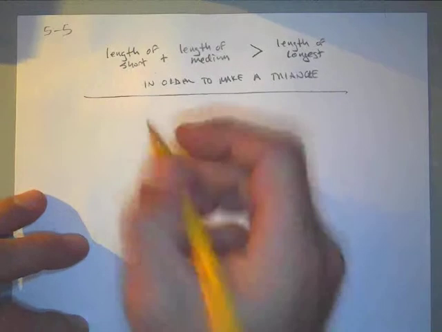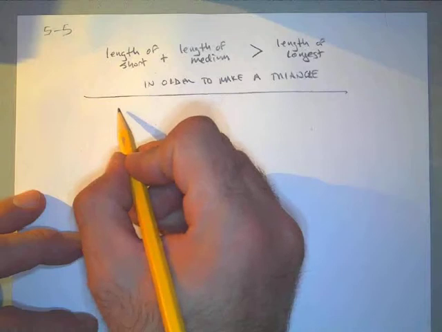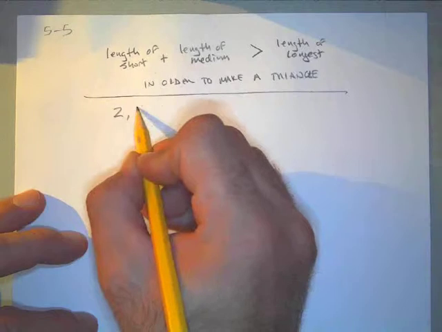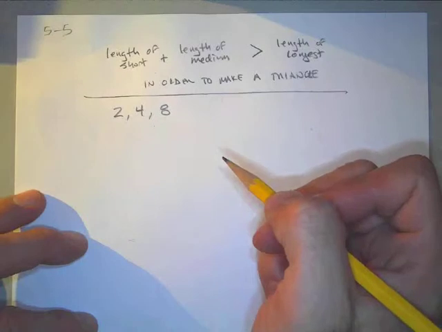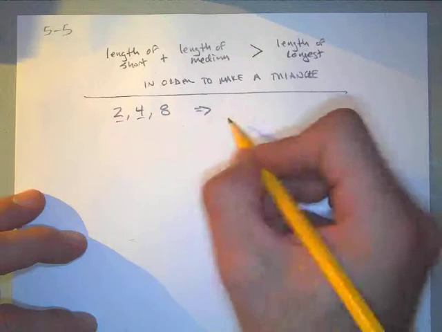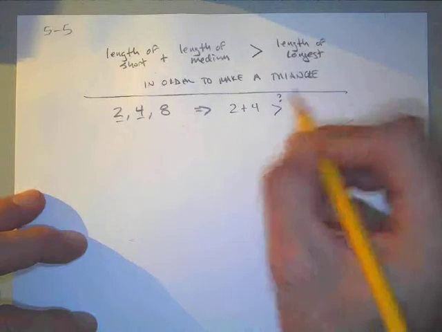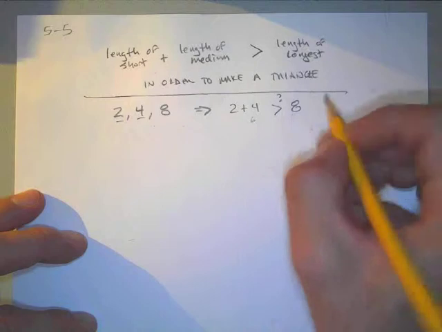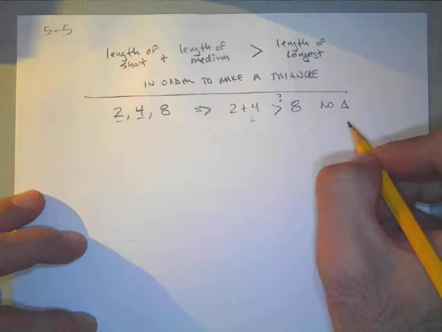Oh, let's do an example of this. Let's say that I have three sides or three segments, and they are 2, 4, and 8. Can I make a triangle? Well, let's check it out. What are the two shortest sides? 2 and 4. So 2 plus 4, is that greater than 8? Well, 2 and 4 is 6. 6 is not. So no triangle possible.